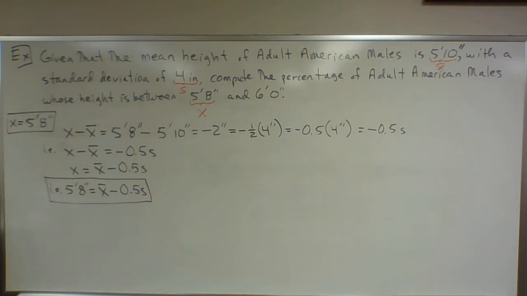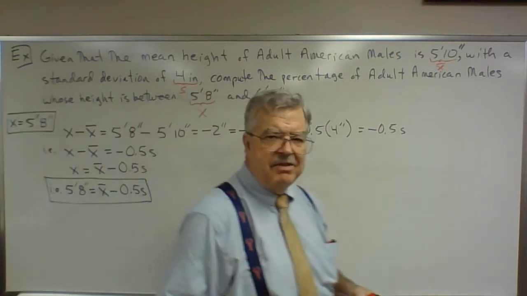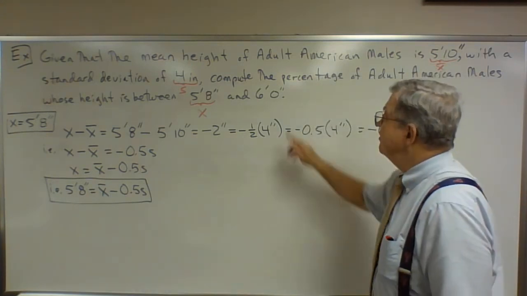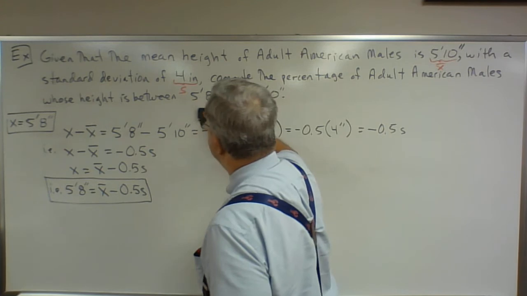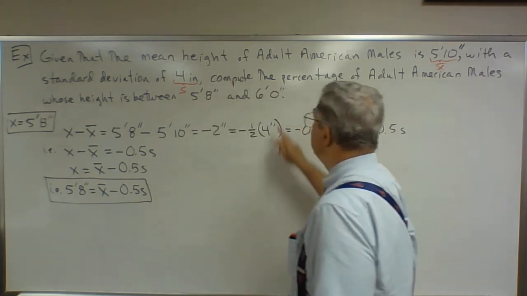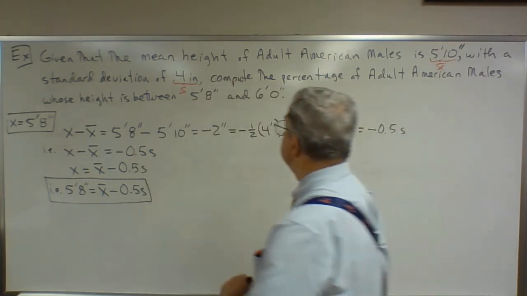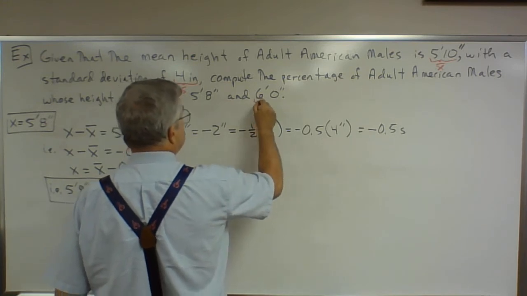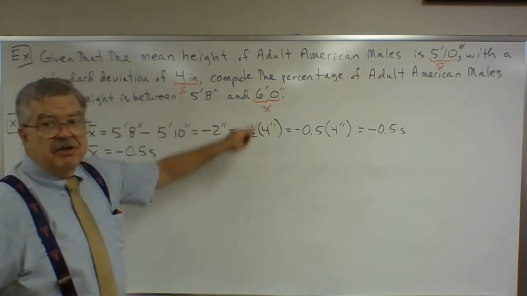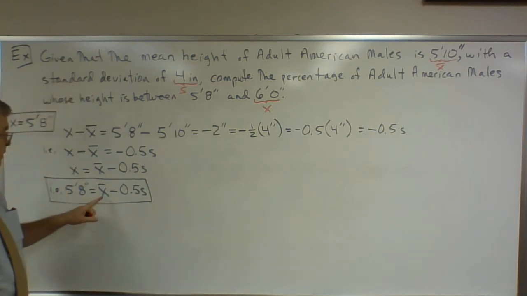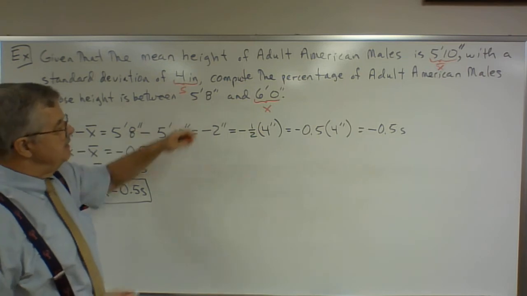And now I'm going to do exactly the same thing for this value. I'm going to call the upper limit of my range x, and I'm going to write this x value in terms of the mean and the standard deviation, just like I did that value.